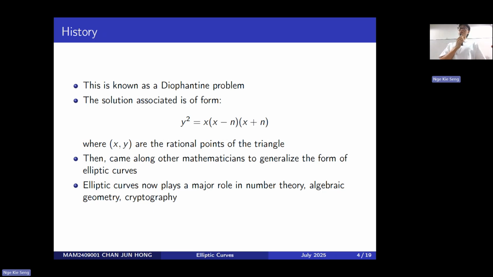After that came other mathematicians like Newton and Weierstrass to further generalize the form of elliptic curves. And now we see that elliptic curves play a major role in sectors like number theory, algebraic geometry, and also cryptography.